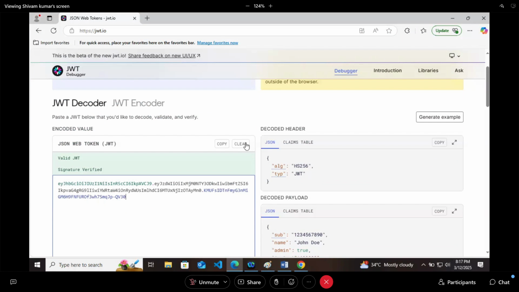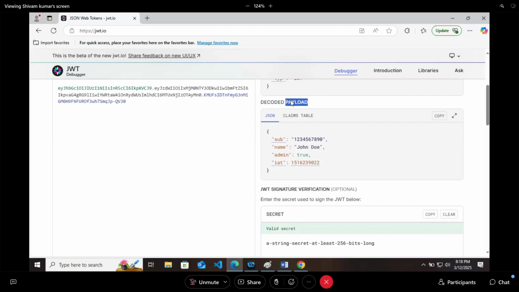So whenever you are talking about JWT, it will have three things. First, it will have the header. In the header, you will tell which algorithm you are working on. By default, it is HS256. Type is JWT. Then payload. Payload is actually the message that you are sending or data that you are generating.